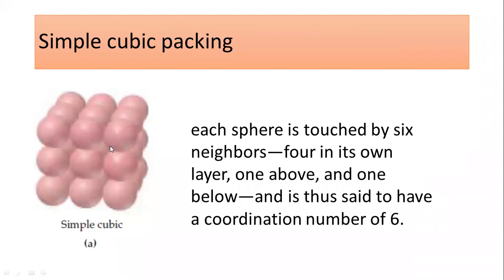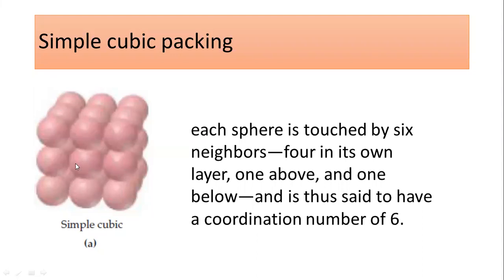cubic packing. And in this packing, let's suppose this is the first layer, this is the second layer, this is the third layer, and what is happening here is, this is one ball, and the other ball is placed just above the ball of the first layer, and similarly the third ball is placed on the surface of the second layer. So each sphere is touched by six neighboring balls.